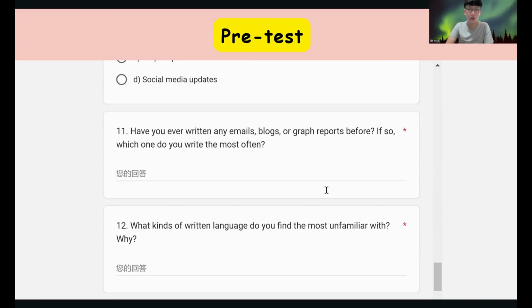And the two short answer questions. Have you ever written any emails, blogs, or graph reports before? If so, which one do you write the most often? And the next one is, what kind of written language do you find the most unfamiliar and why?